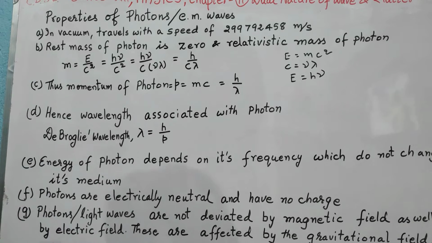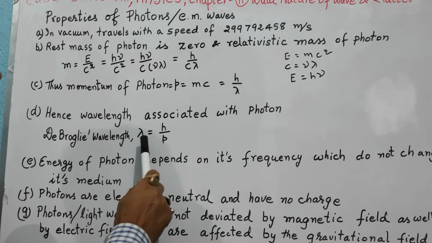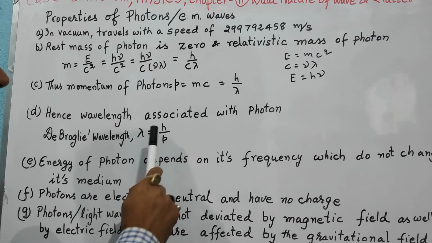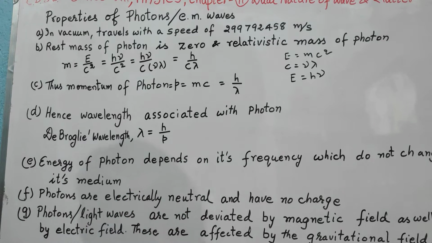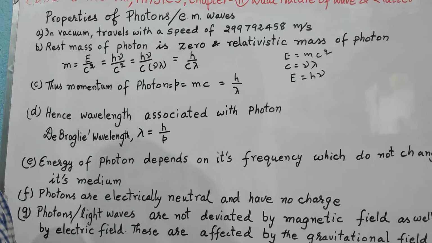And from this relation we can also have the wavelength associated with the light wave, the de Broglie wavelength, lambda equal to h upon p. P is the momentum of the electromagnetic wave. In this very chapter we will talk that this is also known as de Broglie wavelength, and it is associated with all moving particles. The wavelength associated with all moving particles will be given by this relation, and that is named as de Broglie wavelength.